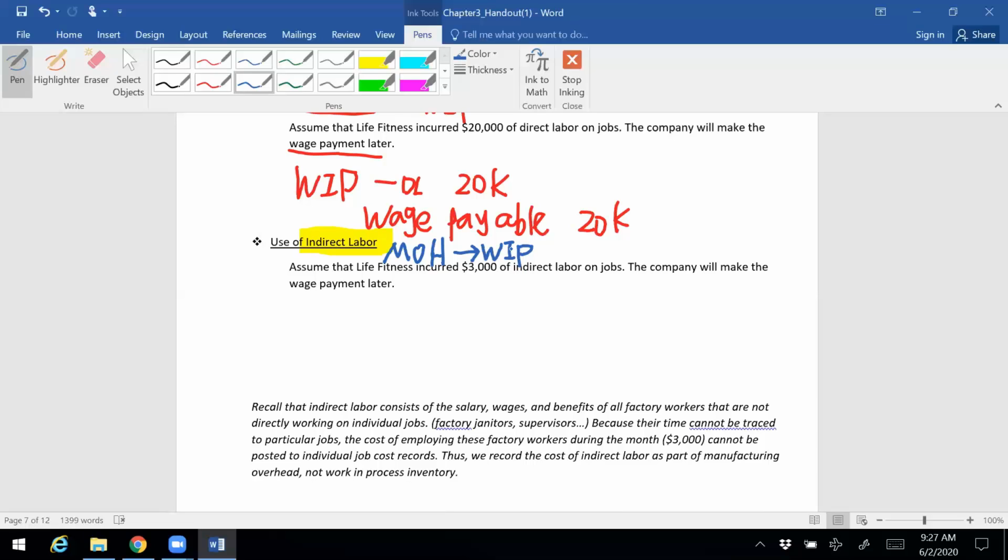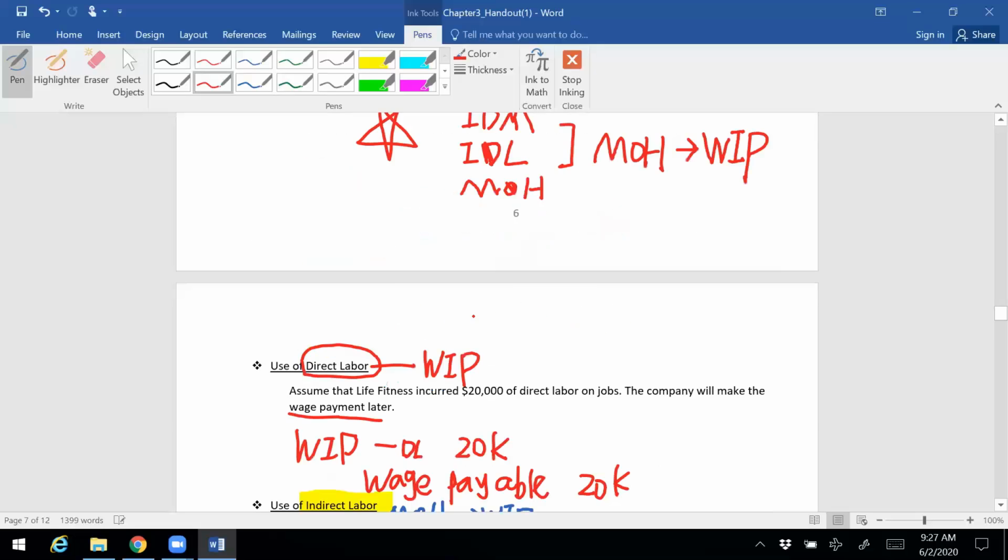So let's look at this one. Assume you incurred 3,000 of indirect labor. The company will make the payment later. So you have indirect labor on jobs, okay? So you don't know on that specific job. Our cost object is one specific job. We are thinking about one specific job.